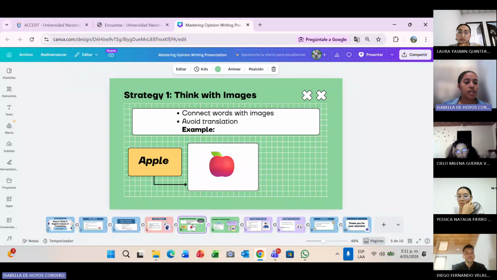The first strategy is to think with images. Instead of translating words, we should connect them with images in our mind. For example, when you hear the word dog, don't think perro, just imagine a dog. Or when you hear apple, imagine the fruit, not the translation. This helps your brain create a direct connection with English.